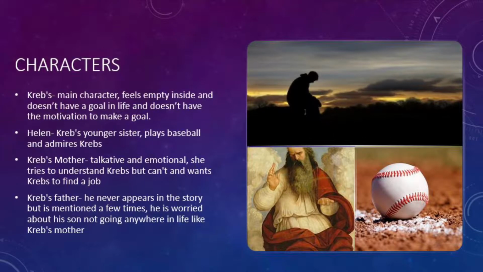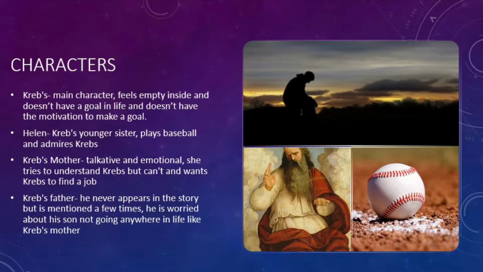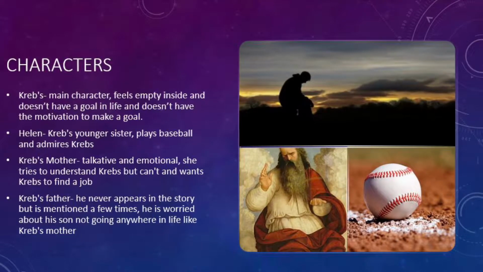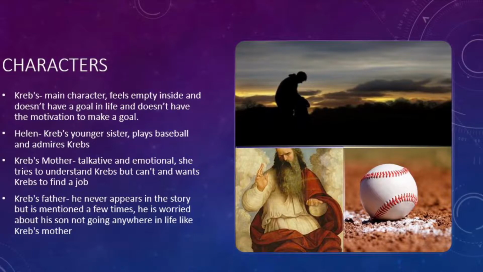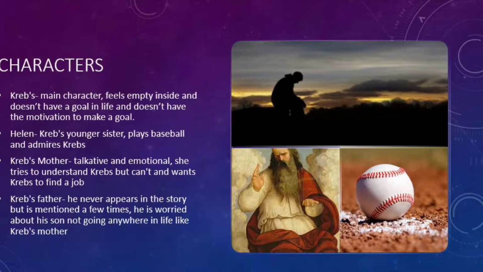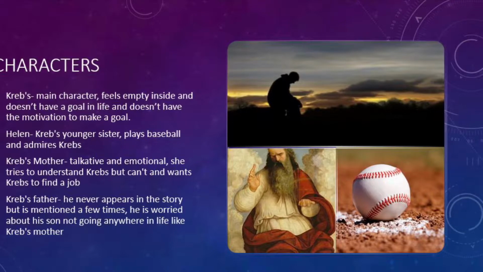Helen is Krebs' little sister, who is just a naive little girl. She also claims to pitch better in baseball than all the other boys. Krebs' mother does not understand what Krebs is going through, but she tries. She seems to be making things worse by trying to push Krebs to get his life on track. She has a strong belief in God.